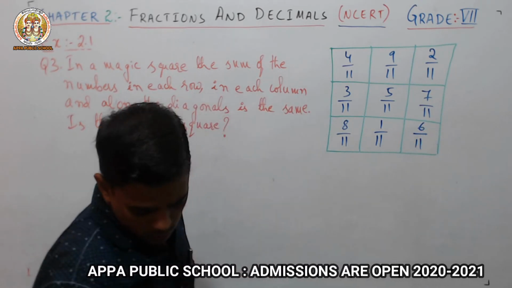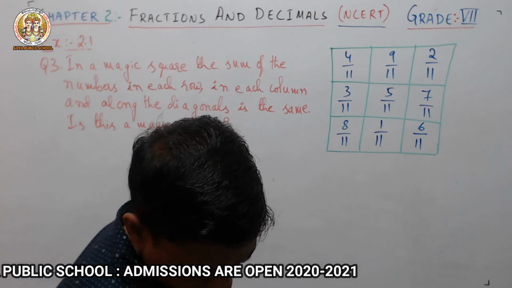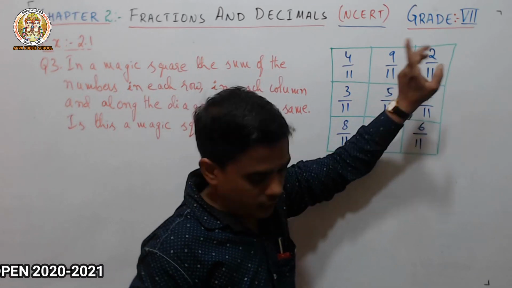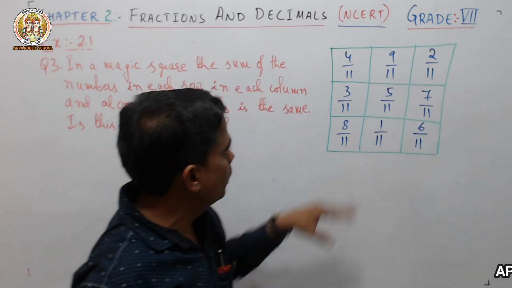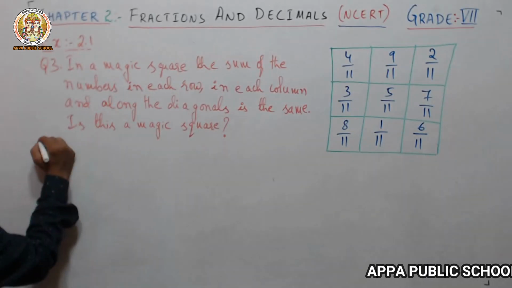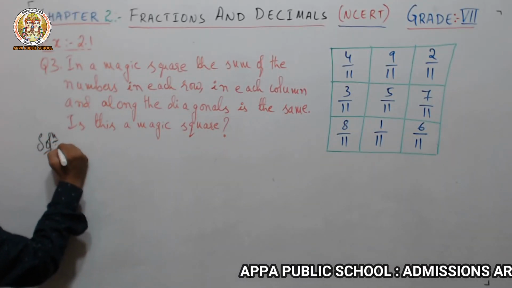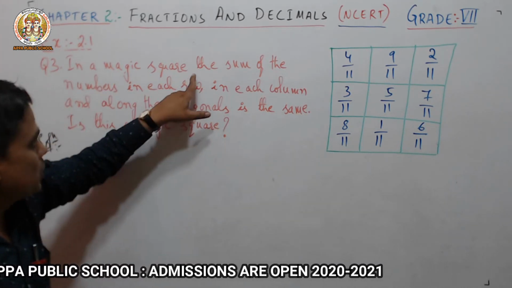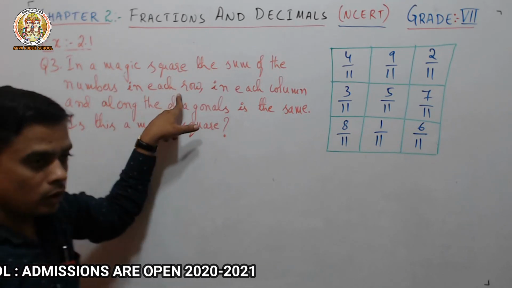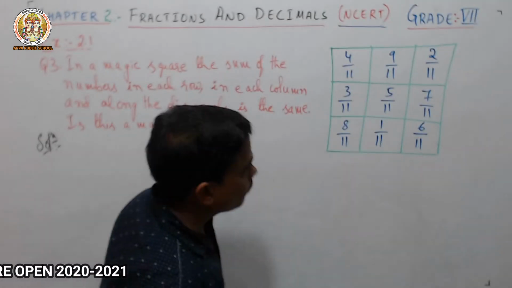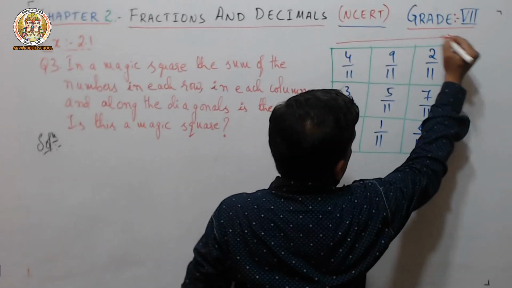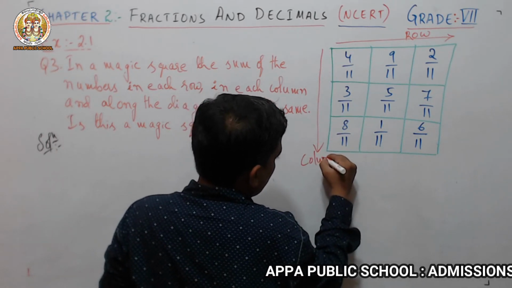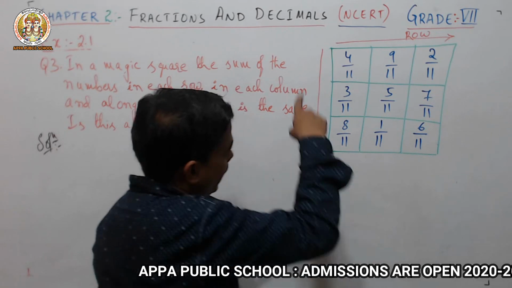So this is the question. Here along the first row, 4 by 11 plus 9 by 11 plus 2 by 11 is equal to 15 by 11. He has given it in the question, right? So read the question first so that I can help you understand what he has asked and what you have to do. In a magic square, the sum of numbers in each row, this is a row, and this is a column.